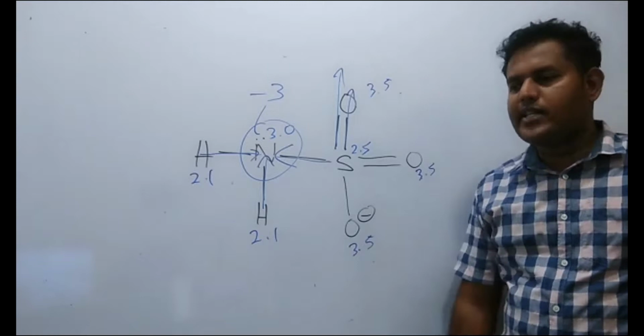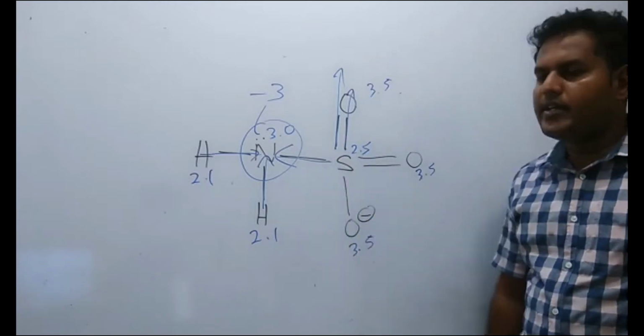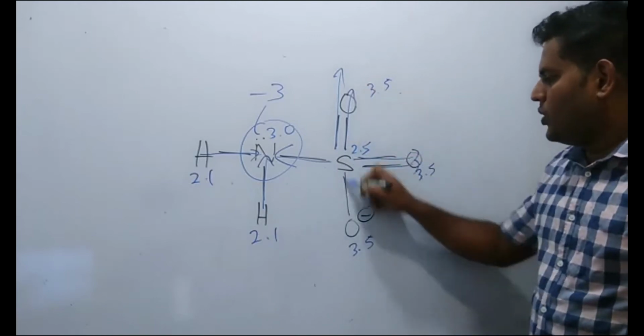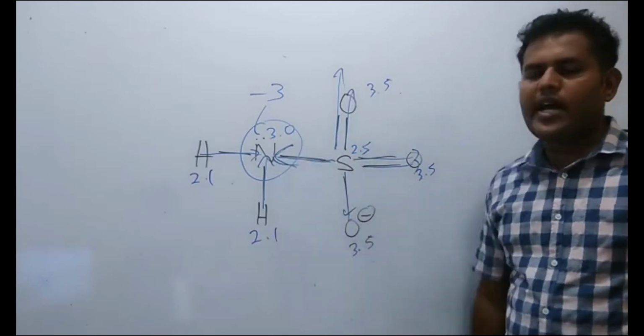Sulfur's valence is 6. 1 2 3 4 5 6. Electron bonds are there. So then plus 1, plus 2, plus 3, plus 4, plus 5. Nitrogen to sulfur, plus 6. Electrons have been carried.